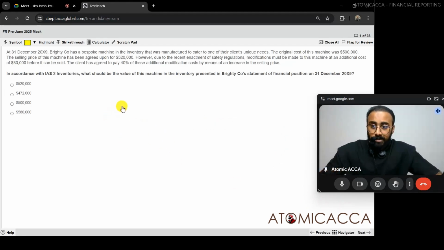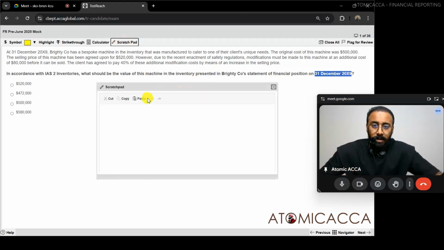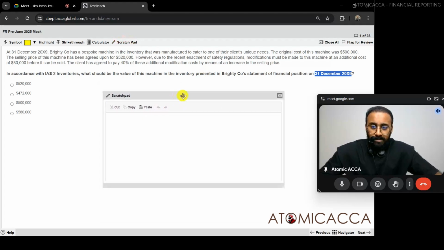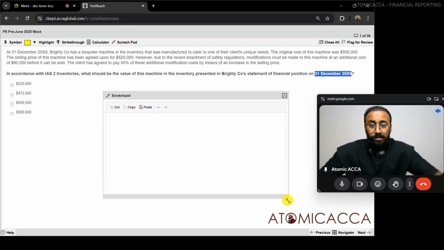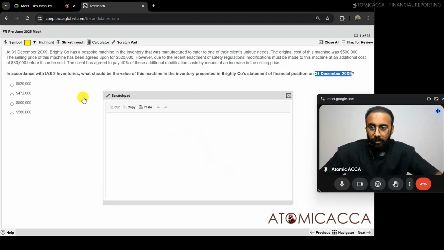We have question number 1 over here. Always begin with reading the requirement. In accordance with IAS 2 Inventory, what should be the value of this machine in the inventory presented in Brighty Company's SOFP on 31st December X9? So year ending is 31st December X9. We'll see if this is a complicated calculation, then we'll see whether we have to use the scratch pad or not. Just keep that in mind, and we're talking about inventory, and we need the value of the machine.